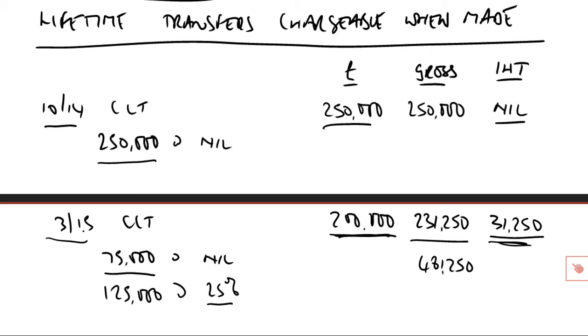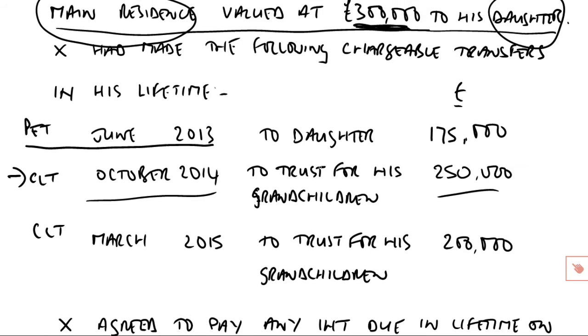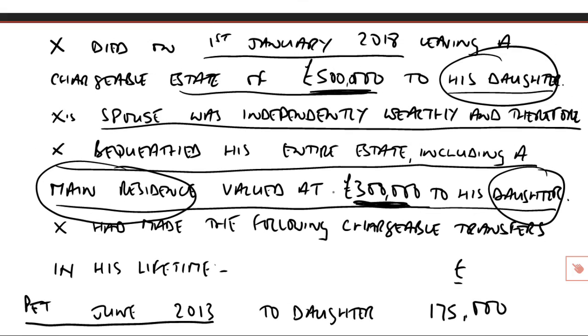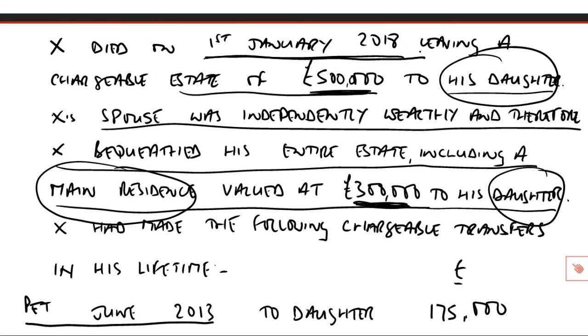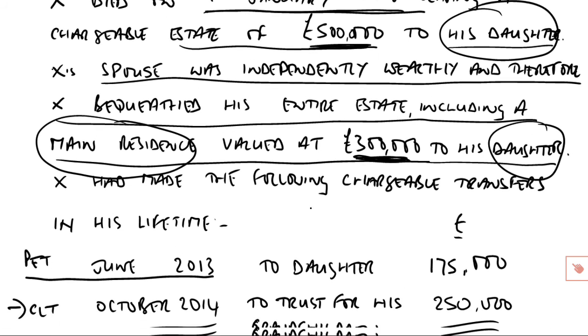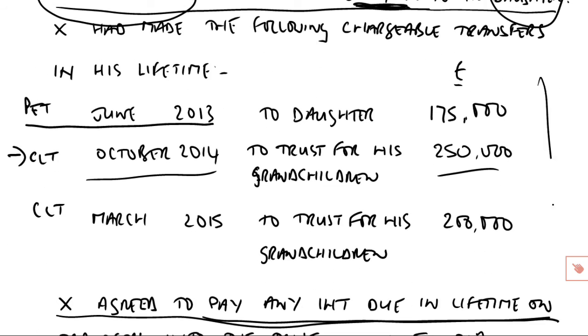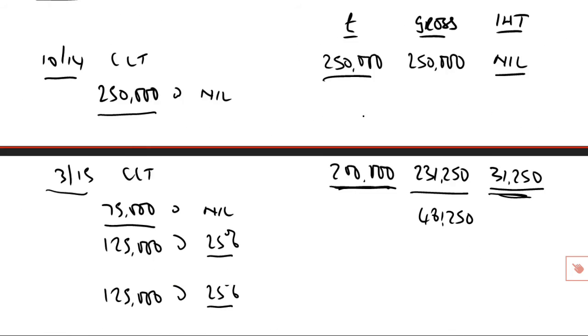Right. Sadly, of course, our hero died within 7 years of having made all of these lifetime transfers. Back to the question, we were told he died on the 1st of January 18. So when we wind our clock back 7 years from 1st of Jan 18 to 1st of January 2011, it picks up all of these lifetime transfers here. So we need another computation, this time headed lifetime transfers, chargeable on death. So let's get that set up, shall we?